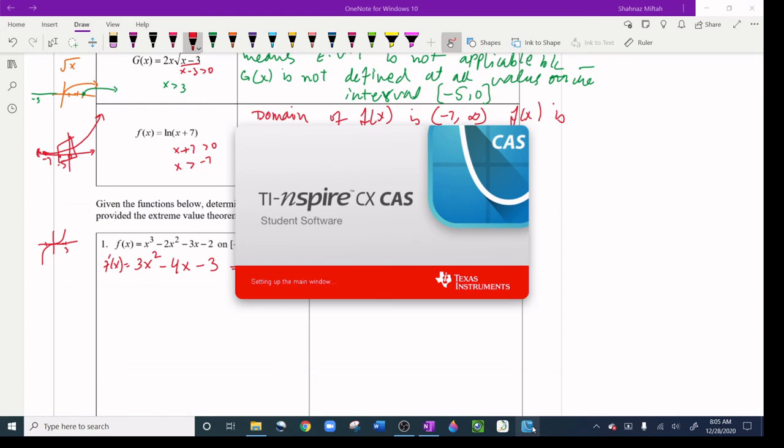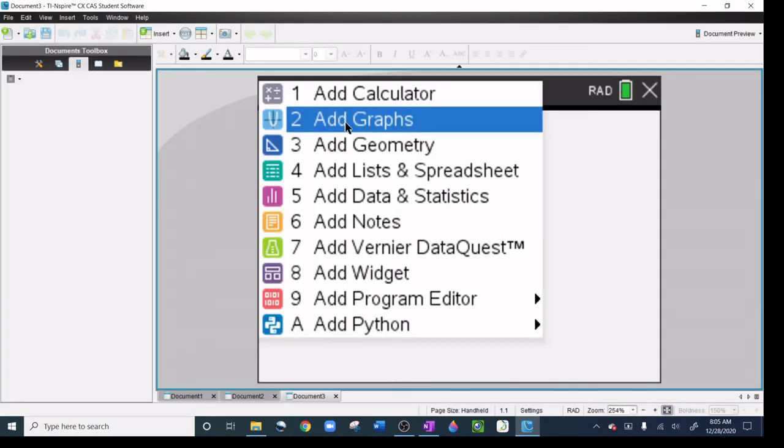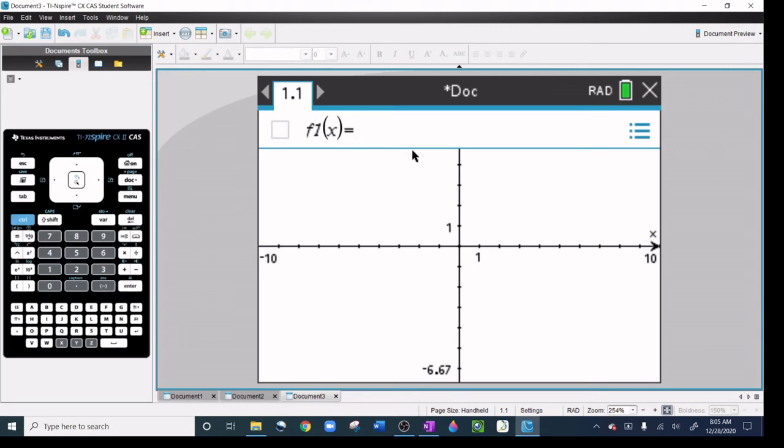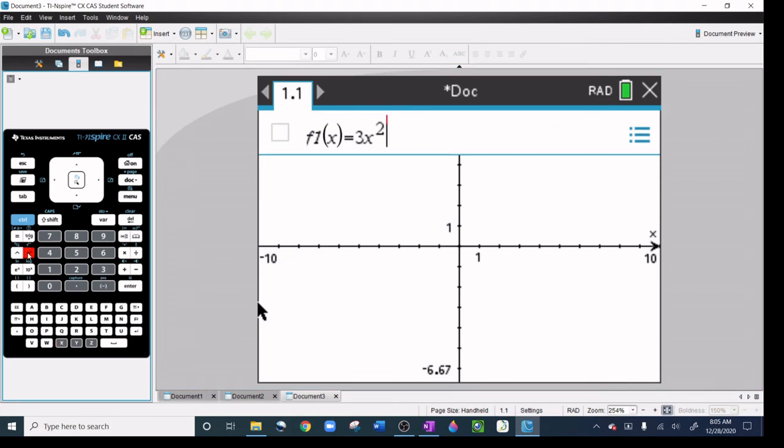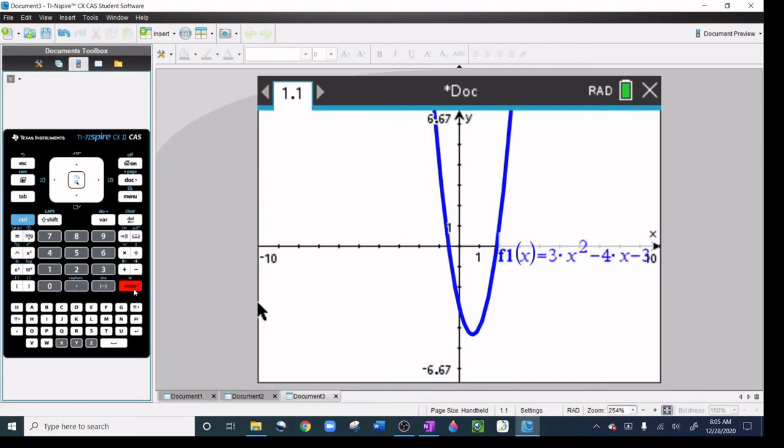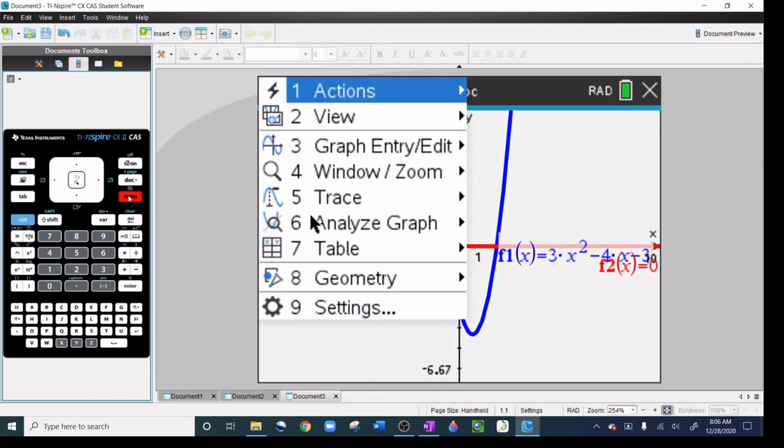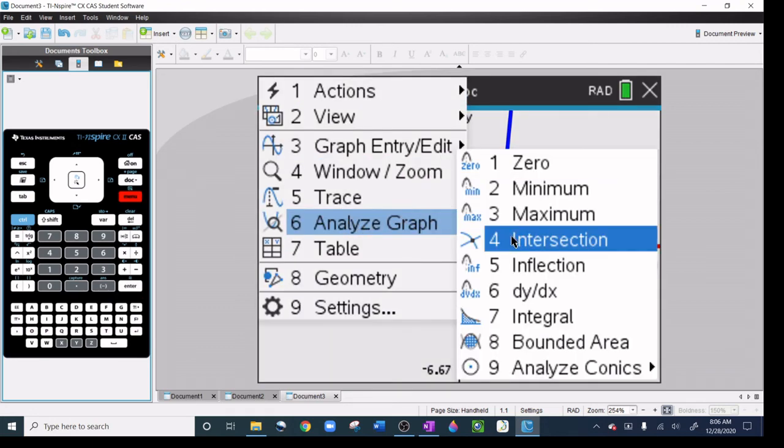Because I have to know the critical points, and I'm gonna plug in endpoints and the critical points both. So here we go. Let's see, add a graph, and my function that I have, the derivative one, it's 3x squared minus 4x minus 3, and I hit enter, and I'm going to open another tab, and that will be 0, and enter. So my points of intersection are one negative, one positive. So how do I find exactly those? Analyze graph, and you can see intersection.